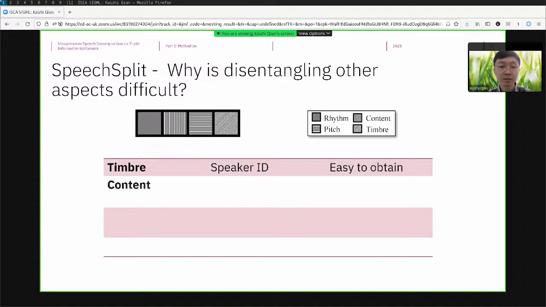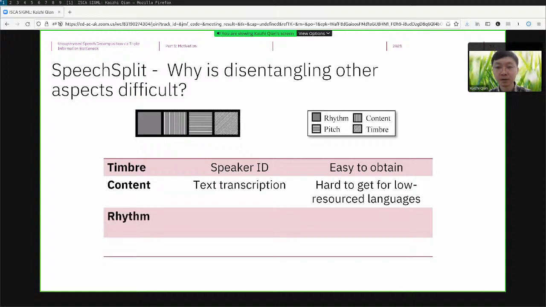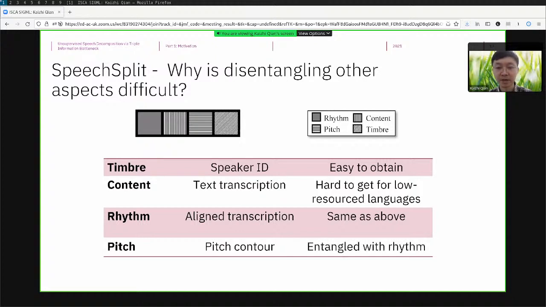For content, there is a text label, but it is very expensive to get for low-resource languages. We would like to develop speech disentangling algorithms for all languages instead of the few high-resource languages. So we don't want to use text transcriptions. For rhythm, the aligned text transcriptions tell us the length of each syllable. For the same reason above, we would like to avoid using it because it is hard to get for low-resource languages. Finally, for the pitch, we have the pitch contour. Pitch contour is the pitch frequency as a function of time, but it shows the length of each voiced segment. So it is entangled with the rhythm information, which does not make it a perfect label for pitch.